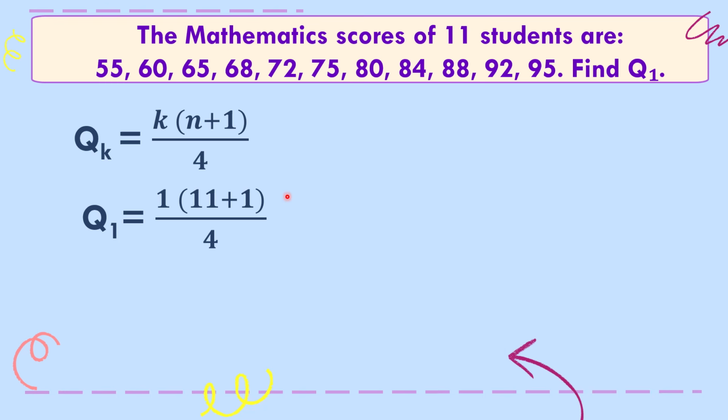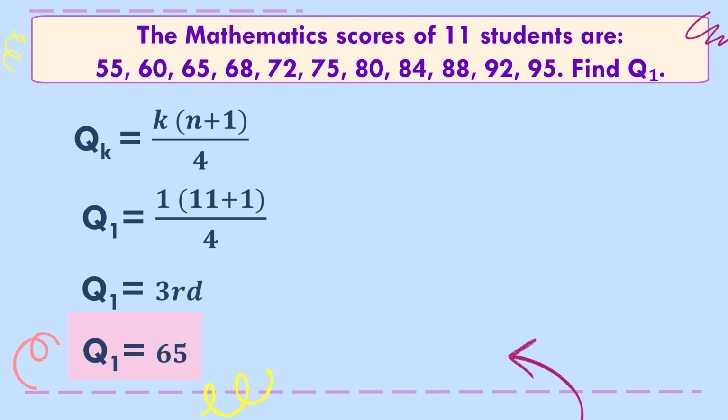11 plus 1 is 12. 12 times 1 is 12, divided by 4. The answer is the third position. The third position is exactly 65. If we count, we have 1, 2, 3. So quartile 1, that is 25%, the score is 65.